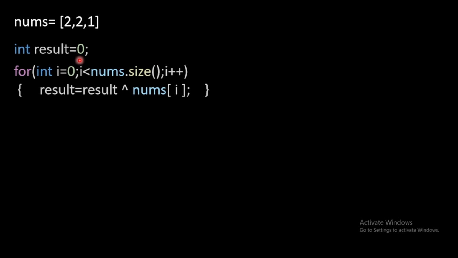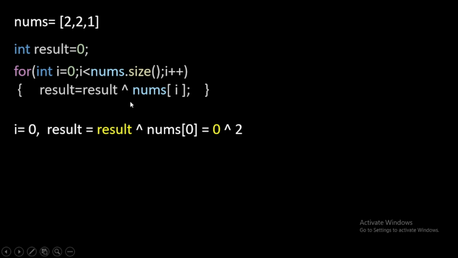Let's see our example where nums contains three elements: 2, 2, and 1. First, we will assume the arbitrary variable result and initialize it to 0. Then we will iterate through all of the elements of nums. So when our first iteration occurs, i will be 0 and result will be replaced with result XOR the first element of our given array. At first result was 0, and the first element of nums is obviously 2. So after the first iteration, result will be 0 XOR 2.